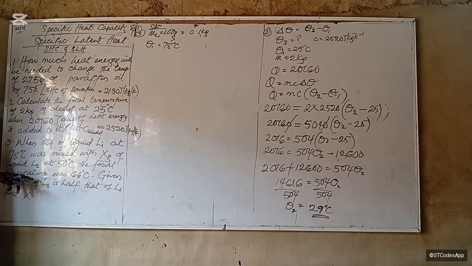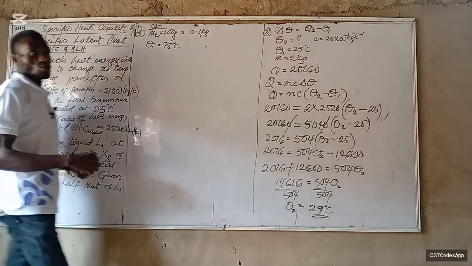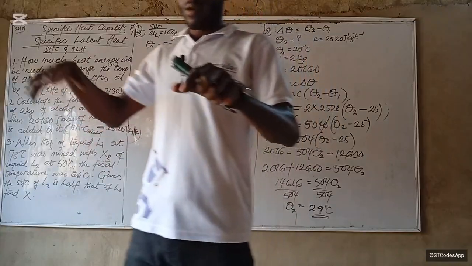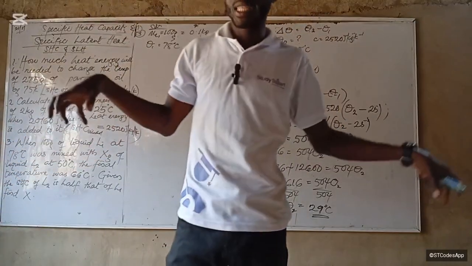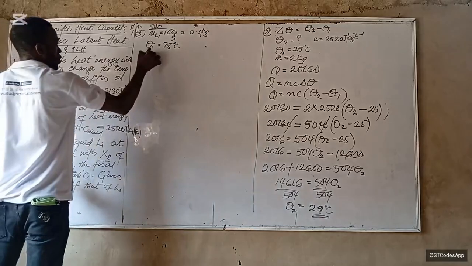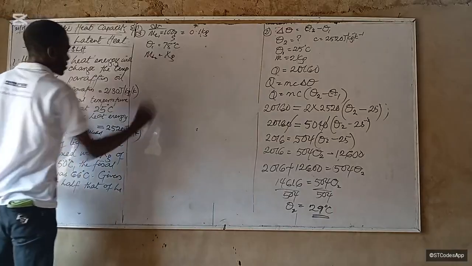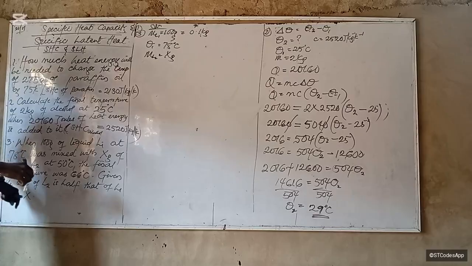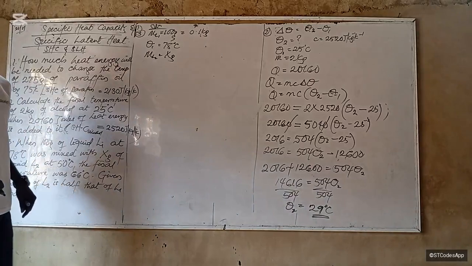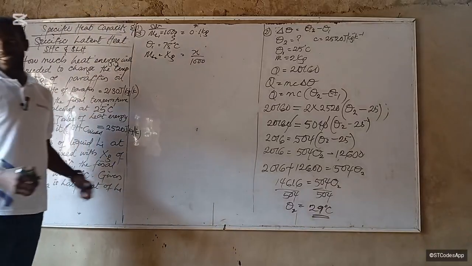It was mixed with X gram of liquid. So now in mixtures, it is like the calorimetry formula too. The one will lose heat, the other will gain heat. So M sub L2, the mass of liquid L2, is X gram. How do you convert this? You divide by 1000, right? So this will be X over 1000. Is that okay?